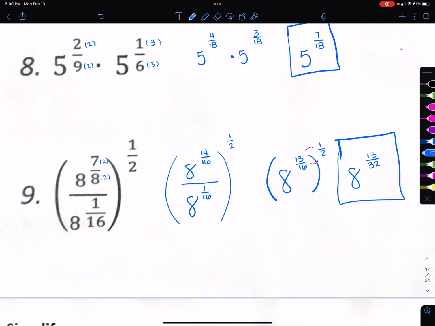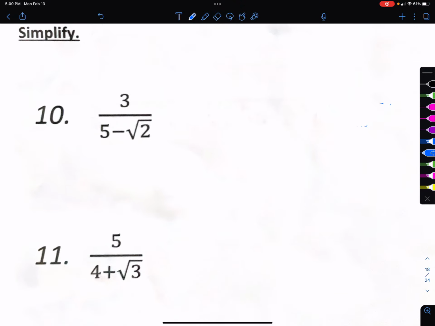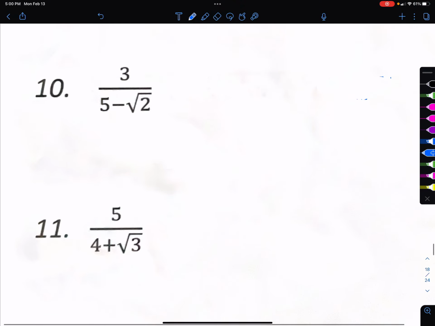Okay. All right, we have 2 more to do, or 10, 11. I'm going to do 10. I'm going to leave 11 for you, and then we have 12 and 13. So on number 10, we cannot have a radical in the denominator. So in order to get rid of that radical, we are going to multiply by the conjugate. Conjugate means it's the same values, but the opposite operation. Okay? Whatever we do to the denominator, we have to do to the numerator.